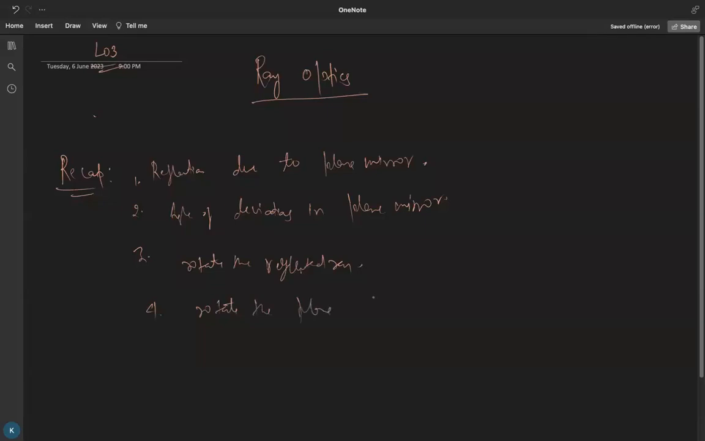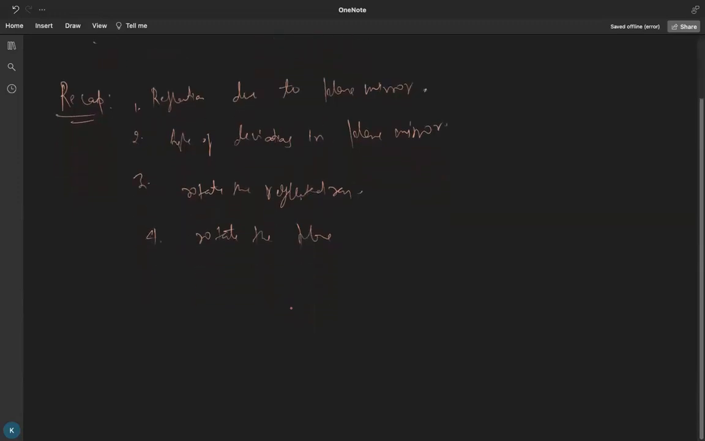So we reached the conclusion that the rotation in the reflected ray, or the deviation angle, changes by 2 times theta, where theta is the angle of rotation of the plane mirror. So we get delta is equal to 2 theta, right? These are the things that we discussed in our previous class.